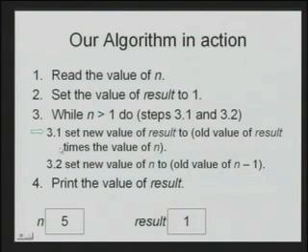And because the condition evaluated to true, we have come to step 3.1, which says set the new value of result to the old value of result times the value of n. So the new value of result will be result times n, which is 5 times 1, which is 5, and that's what this line in the algorithm does. So the result becomes 5. Note that in this step n has not changed. In the next step, we're going to set the new value of n to the old value of n minus 1, which is 5 minus 1, namely 4.